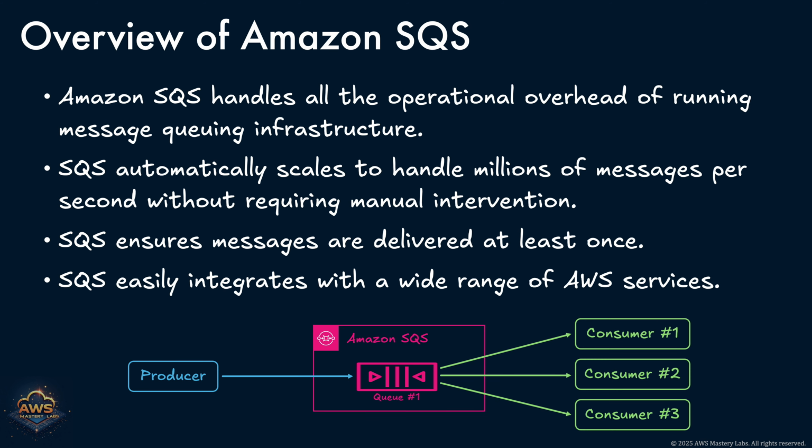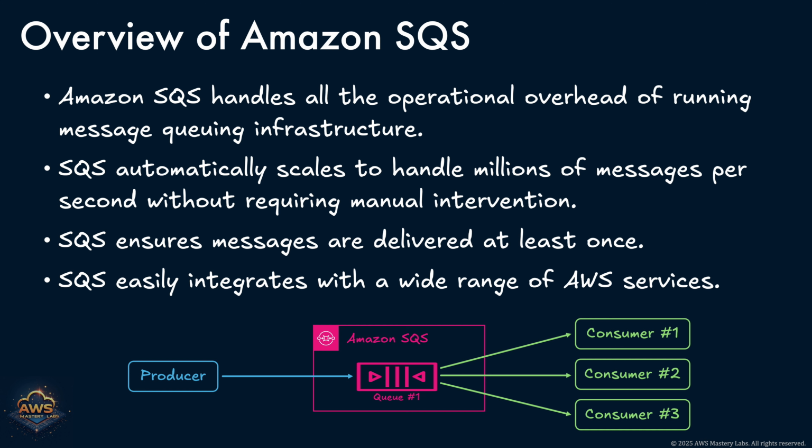SQS is a fully managed message queuing service. That means you don't have to worry about setting up or maintaining any queuing infrastructure. No servers to provision, patch, or scale. AWS takes care of the heavy lifting, so you can focus entirely on building and running your applications. SQS provides two types of queues. Standard queues are designed for maximum throughput. For use cases that demand strict order and exactly once processing, SQS offers FIFO queues.